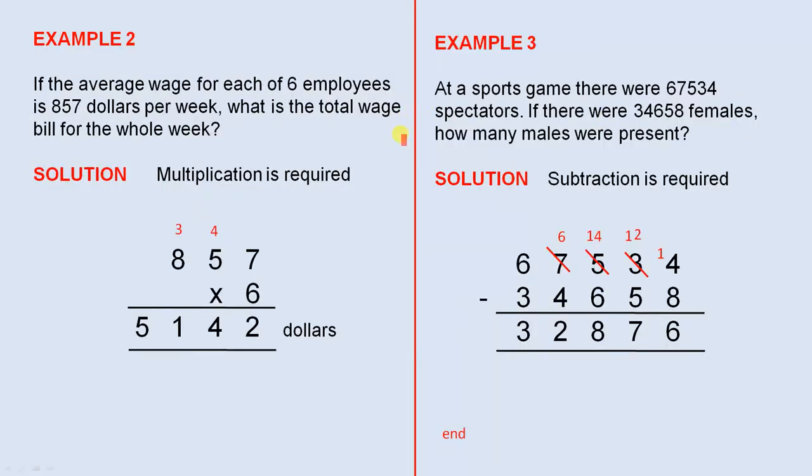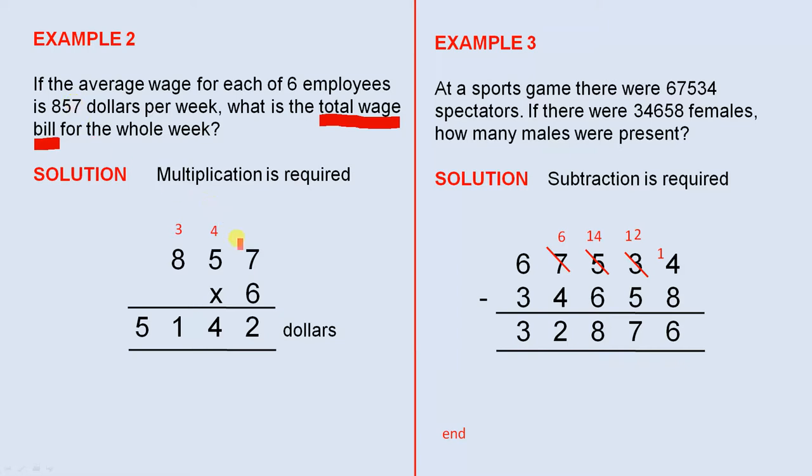Example 2. If the average wage for each of 6 employees is $857 per week, what is the total wage bill for the whole week? Now, we're being asked for the total wage bill. Now the first thing you could do is add 857 6 times. You could actually do that, and that would give you the answer.